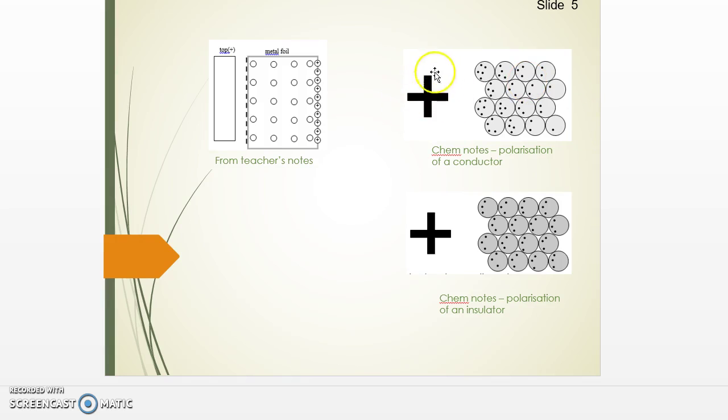Then the positive charge is introduced and the free electrons move over towards the positive charge, but in this gradient-like way. And then down the bottom here we've got a representation of polarization in an insulator, and in this case the electrons are still bound to the atom, so every atom still has 3 electrons in it, but they've all moved to one side.